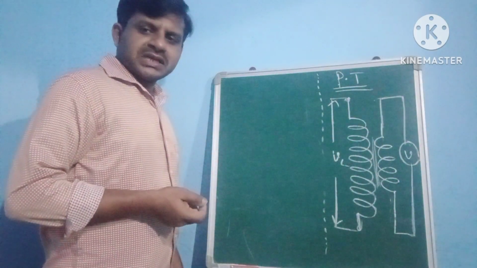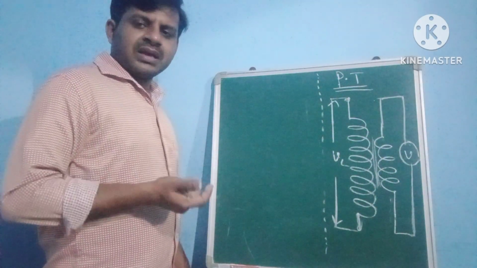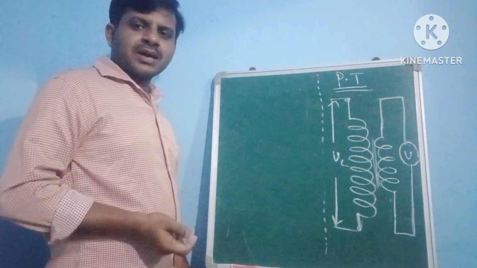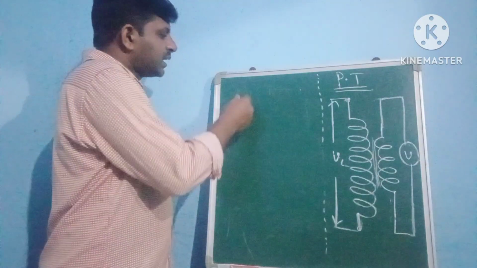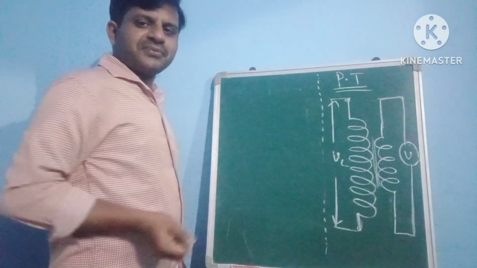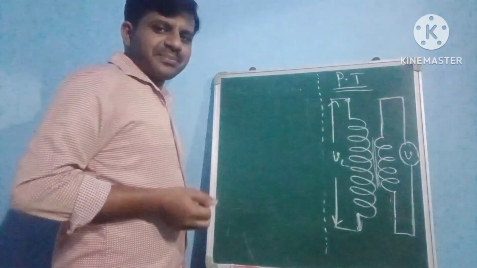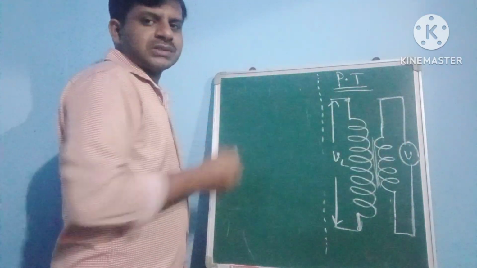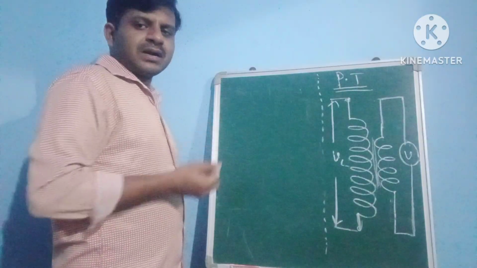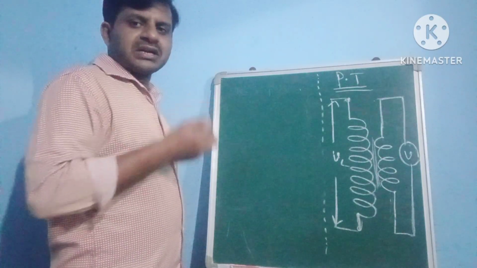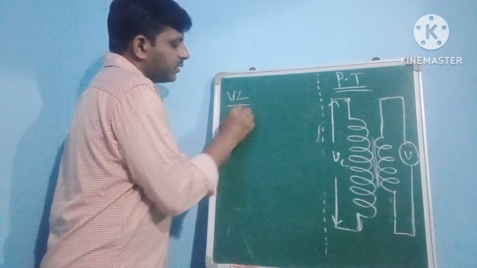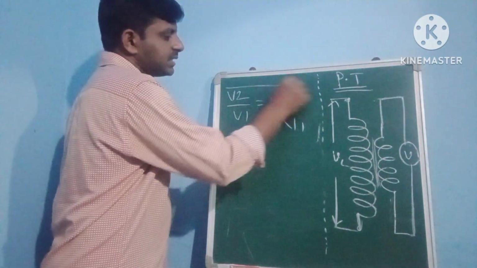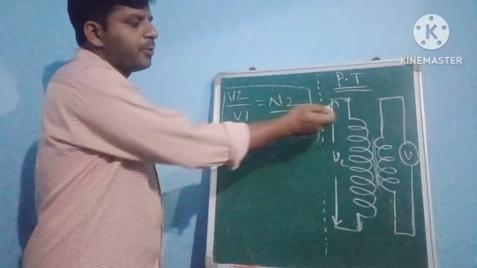From this diagram representation, the transmission ratio can be easily found. From this potential transformer you can calculate the transmission ratio. Here N1 is the number of primary turns, N2 is the number of secondary turns, V1 is the supplied voltage and V2 is the secondary side voltage. From that we can represent the transmission ratio as V2 by V1 equal to N2 by N1. So this is the transmission ratio of the potential transformer.